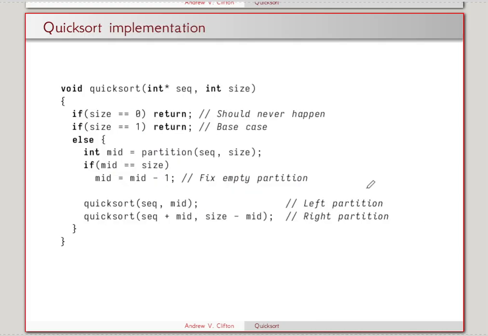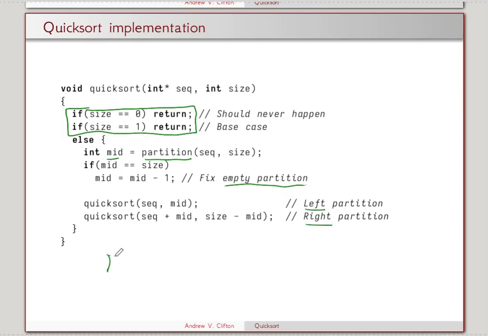So here's the quicksort algorithm. We have two base cases, size equals 0, size equals 1. You could, of course, combine those with an OR if you wanted to. Otherwise, we partition. That tells us the split point. We fix empty partitions if we have them. And then we just recursively sort the left partition and recursively sort the right partition here.